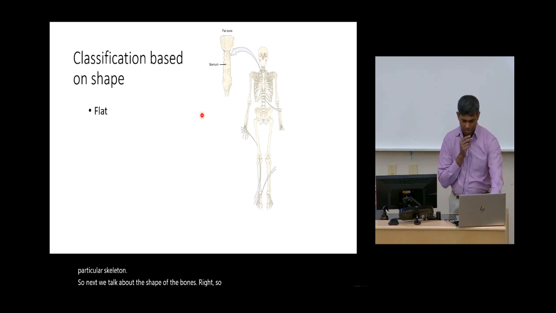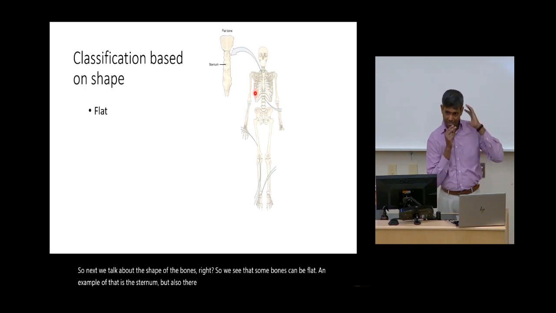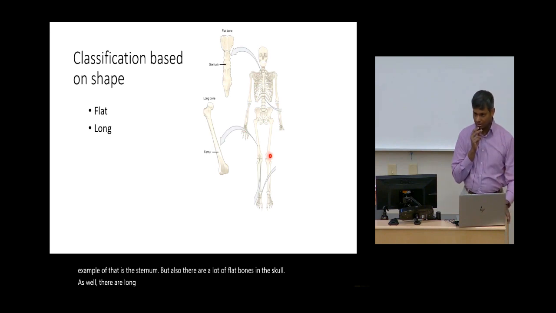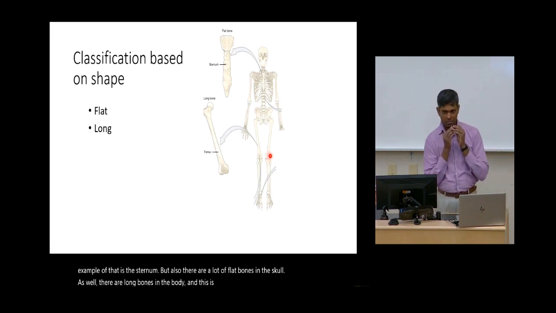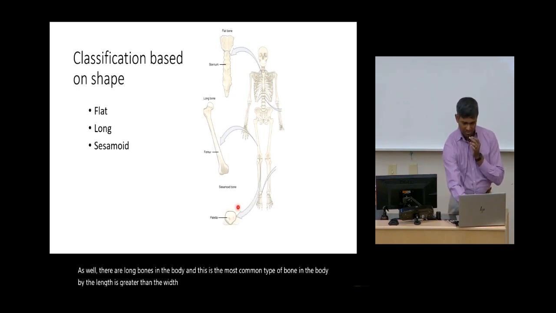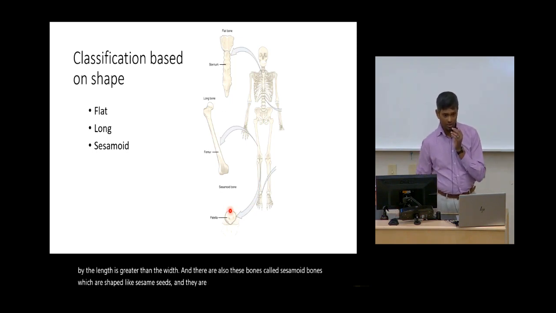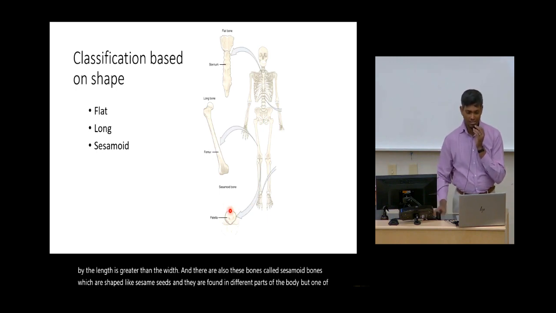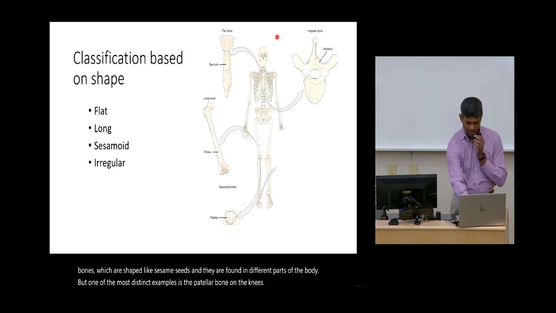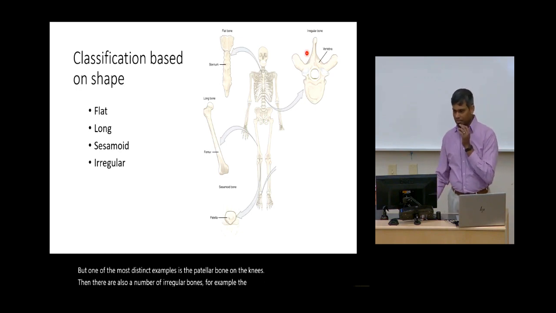Some bones can be flat. An example of that is the sternum, but there are also a lot of flat bones in the skull. There are long bones in the body, and this is the most common type of bone in the body, where the length is greater than the width. There are also sesamoid bones, which are shaped like sesame seeds, and they are found in different parts of the body, but one of the most distinct examples is the patella bone found in the knees. And then there are also a number of irregular bones. For example, the entire vertebral column is made up of irregular bones.